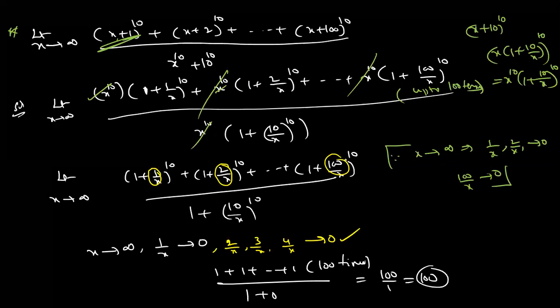Since, so, here I wrote, see carefully. So (1 + 0)^10 is 1. 1 plus 1 plus and so on, repeated how many times? 100 times. But see carefully, in the denominator 1 plus 0 is coming. So what is the answer? Finally 100. Please write down.